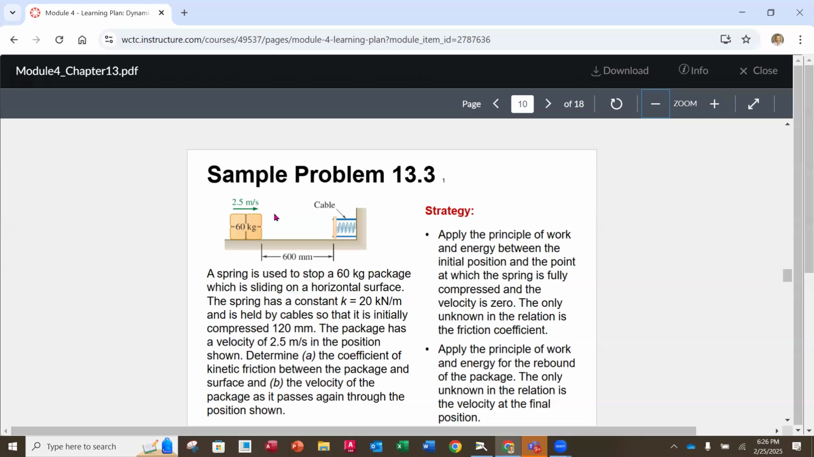Okay. So let's take a look at how we are going to approach this. We'll write down our knowns and what we're going to find.